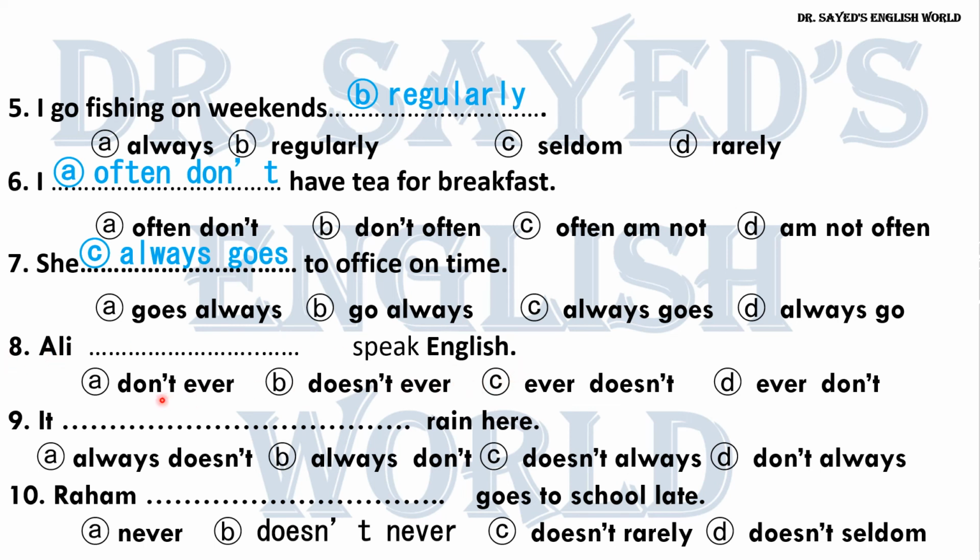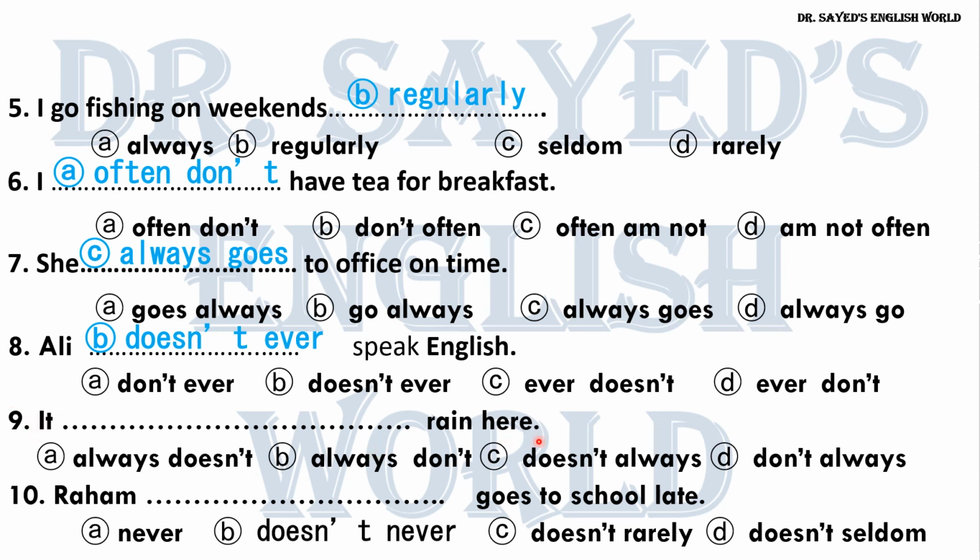Number 8. Ali speak English. Don't ever, doesn't ever, ever doesn't, ever don't. And of course the answer is going to be B, doesn't ever. Okay, because Ali takes doesn't, not don't. Because it actually refers to a third person singular, a male third person singular. Okay, so if we use a pronoun instead of Ali, we are going to use he.